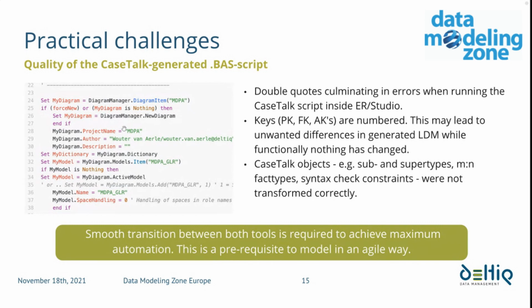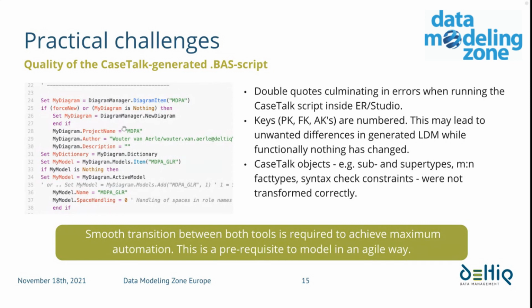And on some other occasions, CaseTalk objects like, for example, super types and many-to-many fact types didn't transform correctly to the appropriate logical construct. So a smooth transition between the tools obviously is required to achieve maximum automation.